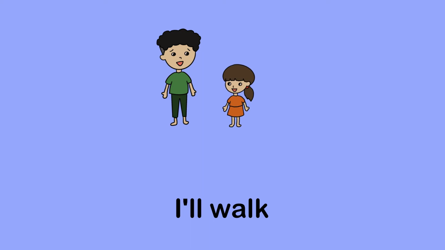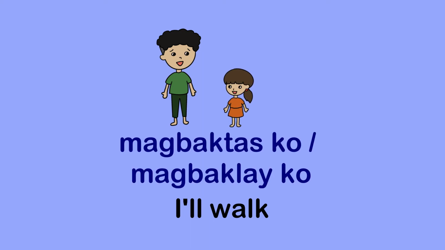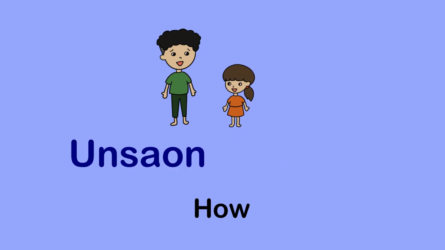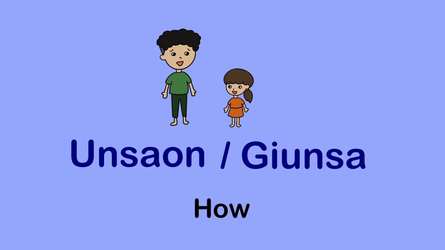That translates to Bisaya as magbaktas ko or magbaklay ko. Both mean I'll walk. You may also hear local people swap out unsaon and use the word giunsa instead. Both are interchangeable and acceptable.